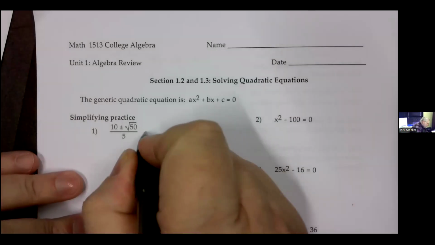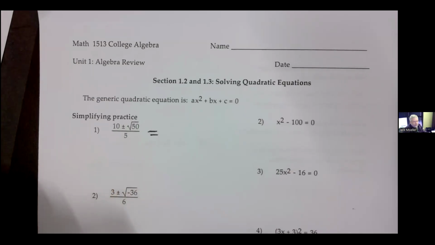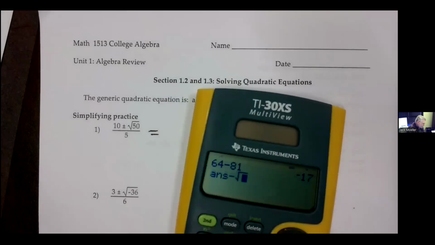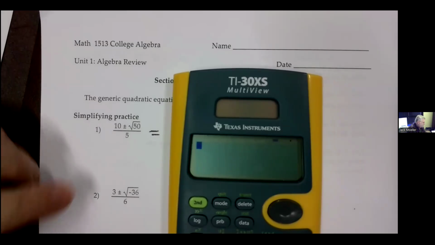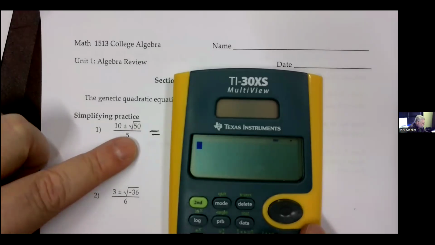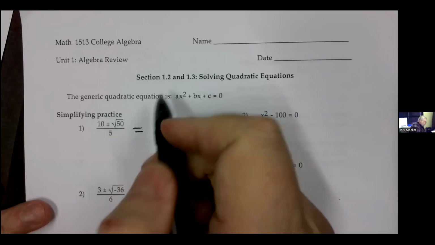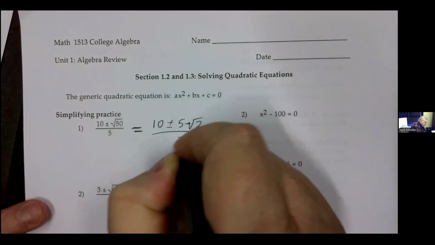So let me show you a couple ways to look at this. First of all, when you have that square root of 50, is that simplified? Anytime you have these square roots, go in there and make sure they're simplified. For those of you that only have graphing calculators, a graphing calculator is going to give you a decimal answer here, so you're going to have to do those by hand. Let me get the answer, and then I'll back up and talk about doing it by hand. The square root of 50 is 5 square root of 2. Once we simplify that radical, we have 10 plus or minus 5 square root of 2, over 5.